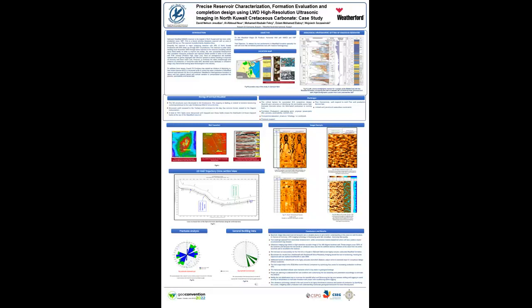Figure 1 is showing the location map of the Sabriya field in North Kuwait, and also showing the stratigraphic column of the field. And Figure 2 is the geological stratigraphic setting of the Mauddud reservoir, which we are talking about right now. This Mauddud reservoir is overlain by the Ahmadi shale, and the base of the Mauddud is Burgan, a huge clastic reservoir in Kuwait.